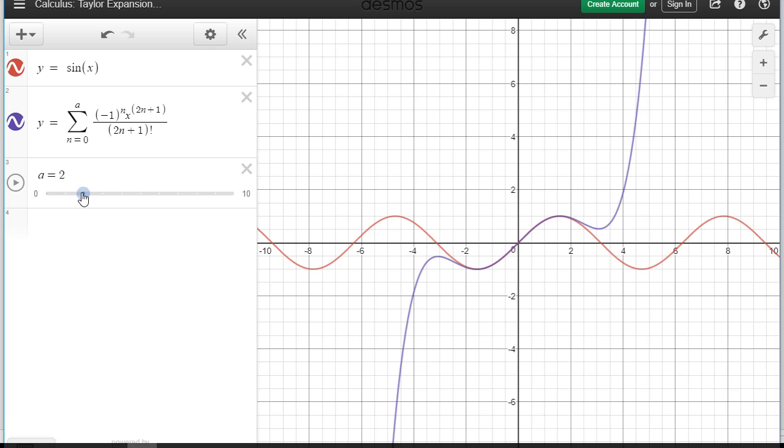And then when I add the next term, here's the 5th degree polynomial. This looks good from -2 to 2. When I add the next term, here's the 7th degree polynomial, the 9th degree, the 11th, and so on and so forth. So we can see in this scenario that as I add more and more terms, the convergence spreads, and notice that the convergence is always centered at 0.